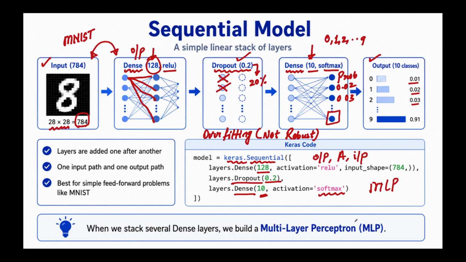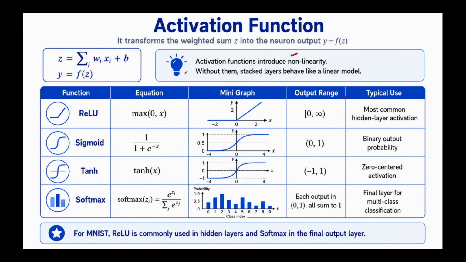Now let us understand activation function. This is one of the most important ideas in neural networks. In the previous episodes, we discussed the neuron computation, like z equals summation of wi xi plus b. That means the neuron takes inputs, multiplies them by weights and adds them together, and adds bias to it. This gives us the weighted sum z. But after that, we apply an activation function. So the output becomes y equals f of z. The activation function decides how the neuron should respond to the weighted sum.